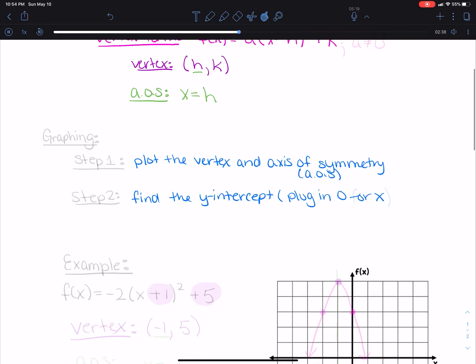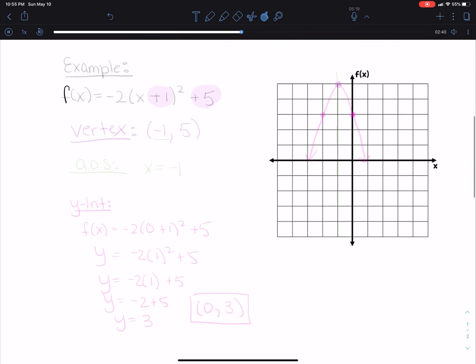All right, let's take a look at the example. So we're going to take f of x equals -2(x plus 1) squared plus 5. Okay, so first we're going to look at the vertex. So the vertex, we're going to take the opposite of my h, which is the opposite of positive 1, is going to give me -1. And then we want our k, which is 5. And that's it. So that's my vertex.